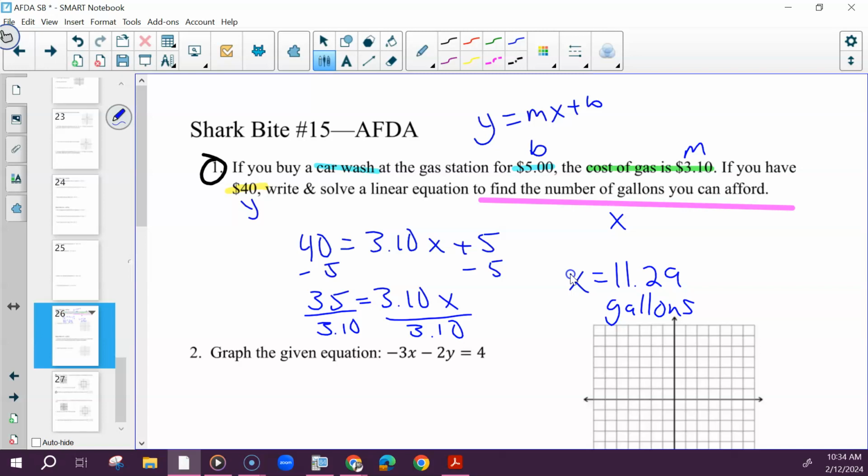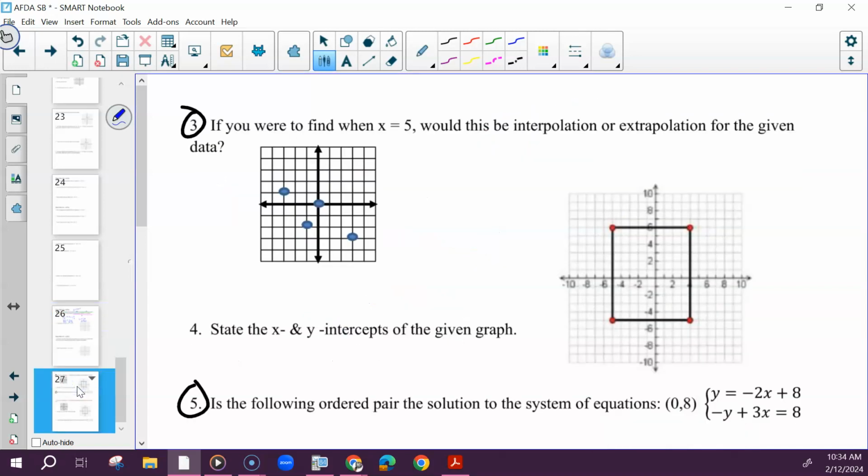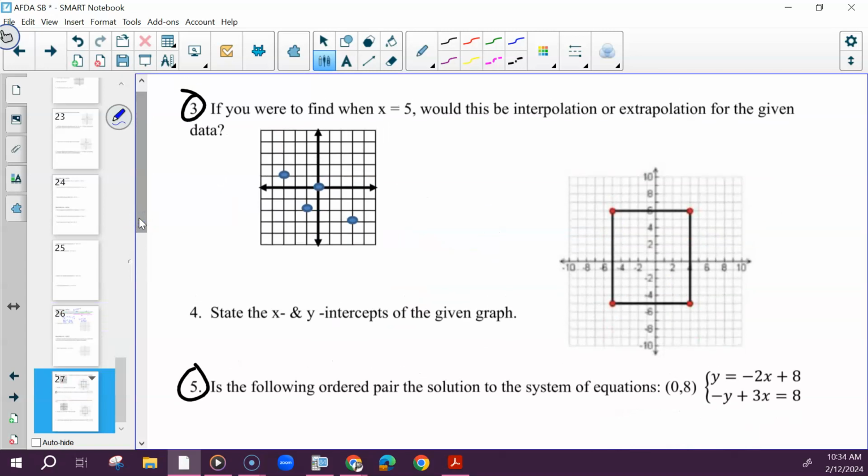For number 3, if you were to find, guys, stop talking. If you were to find when x equals 5, would this be interpolation or extrapolation for the given data? Extrapolation, yes. Remember that interpolation is: does the data fall within this given set of data? Extrapolation: does it fall outside? So with x equals 5, there's no data at 5, so that would be extrapolation.